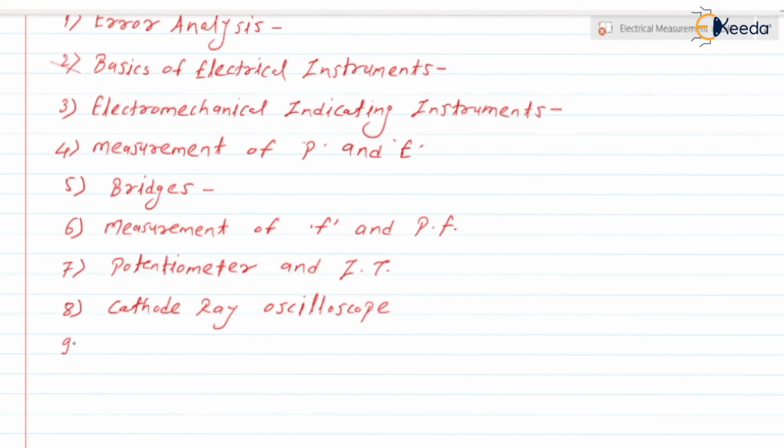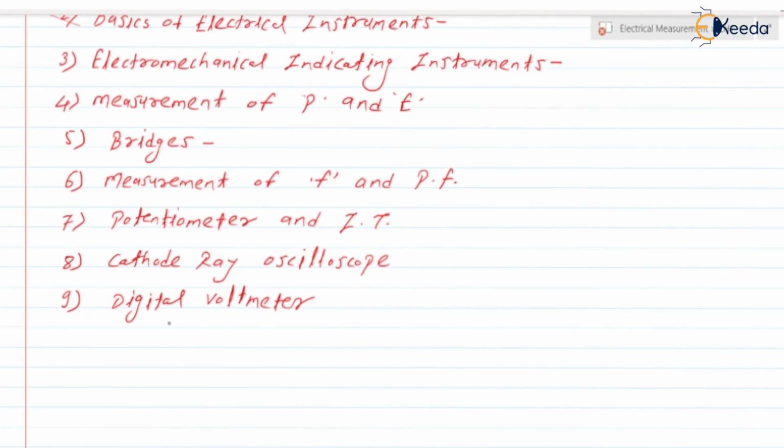Next, chapter number 9 is the digital voltmeter. Whatever we discuss from chapter number 1 till chapter number 8 is related to analog instruments. In chapter number 9 we are going to discuss digital instruments, and specifically the digital voltmeter.